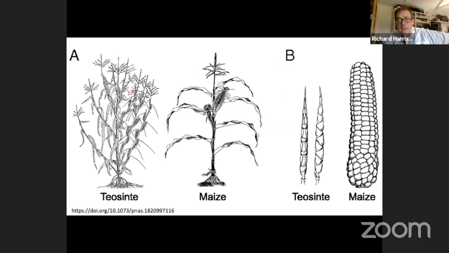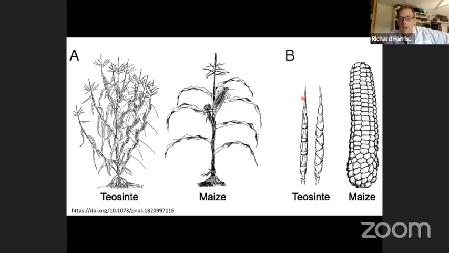Many of you may know maize, corn on the cob. Originally, it was a wild plant called teosinte. It was domesticated into what we now know as maize. And in doing this domestication, we completely changed the plant architecture. We changed the number of flowering spikes, the number of branches, the root architecture, and so on and so forth, in order to go from something that looked a bit like this to something that looks a bit like that.